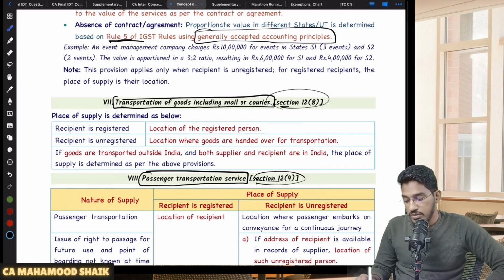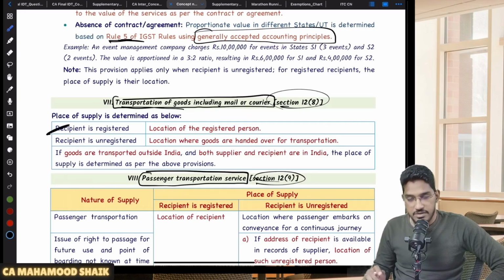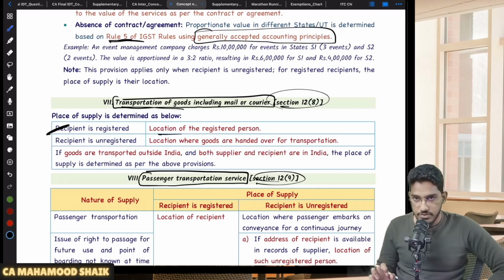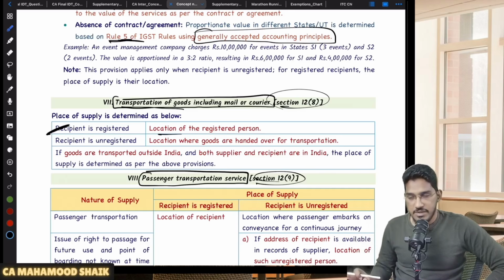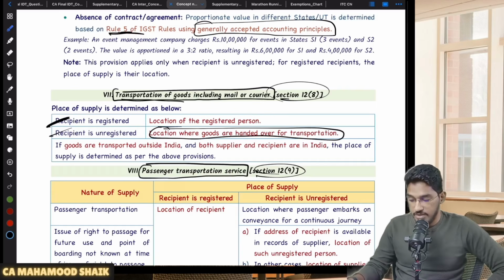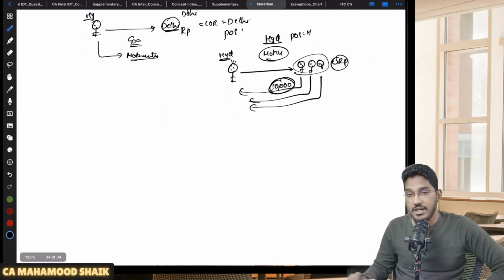So first I will talk about transportation of goods under 12 subsection 8. Transportation of goods, how to determine the place of supply. Very simple. Here also it depends on the status of the recipient. If the recipient is registered, it is always the location of the recipient. In case of transportation of goods services, if the recipient is a registered person, always the location of the recipient. In case the recipient is an unregistered person, the location where the goods are handed over for transportation.